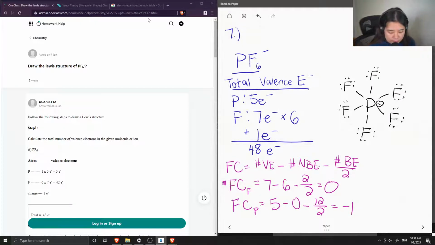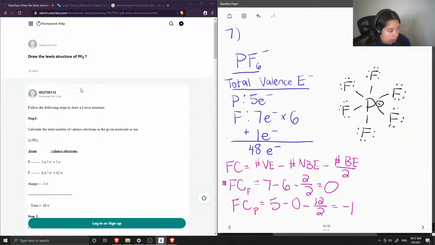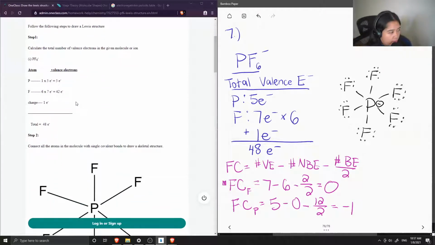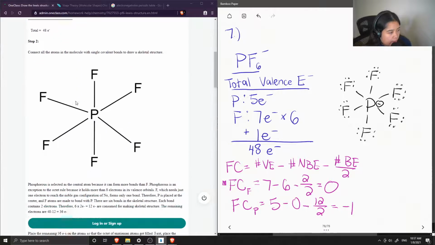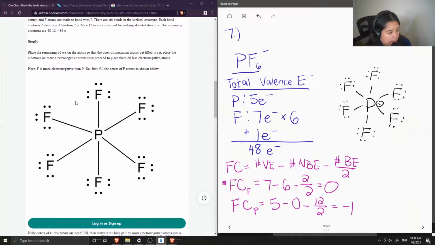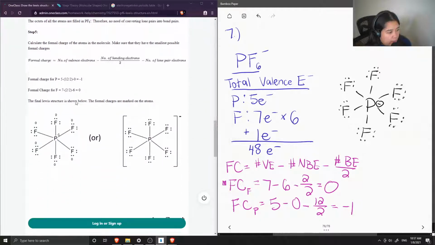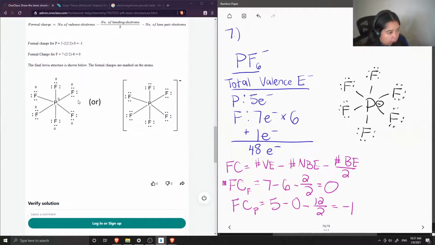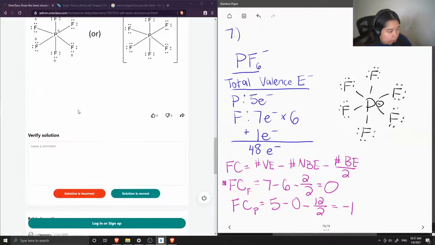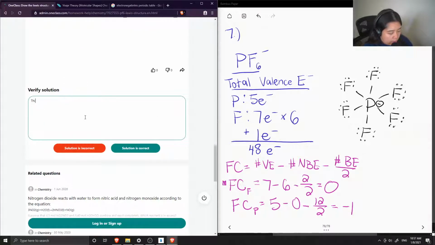So now let's see what the junior tutor said. First, to calculate the valence electrons, they got 48. They have the skeletal structure, filled out all of the lone pairs, and then calculated for the formal charge. Yep, so this solution is correct.